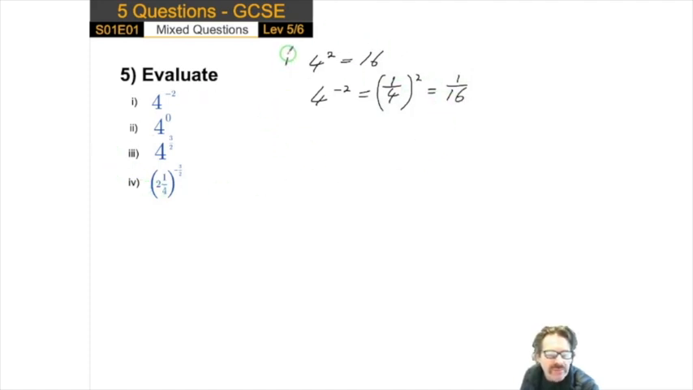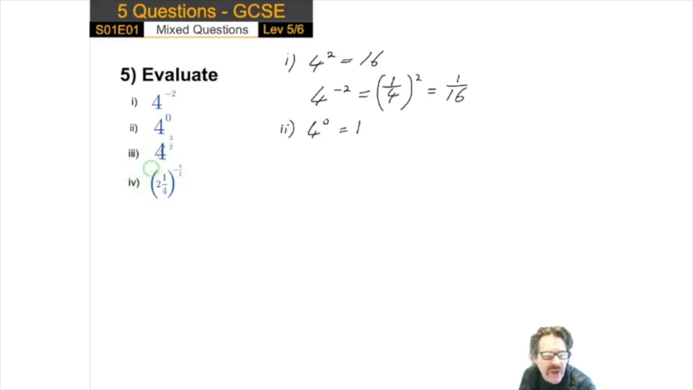That's one. Two, again, this is something that you must remember because it often comes up. Anything to the power of 0. So 4 to the power of 0, x to the power of 0, a million to the power of 0, whatever it is, anything to the power of 0 equals 1. It always is. So anything to the power of 0 is 1. You need to remember that.